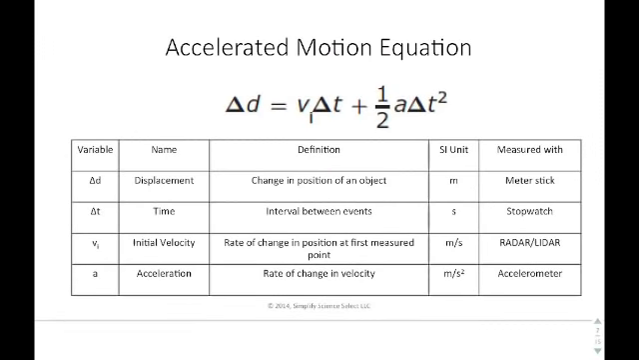So this is called our accelerated motion equation. Once again, you have the same variables associated that we've had with the previous two: displacement, time, initial velocity, acceleration. Pay particular attention to the units because that's the easiest way to identify what value a number is. So if I say 100, is it 100 meters, 100 seconds, 100 meters per second? That last thing, the unit, allows you to identify what the variable is.